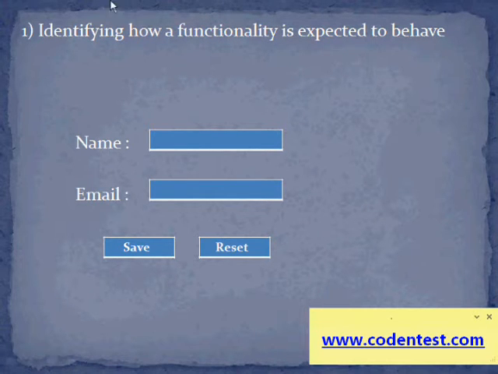And when invalid values are entered in one of the fields or both the fields and save button is clicked, a pop-up should appear asking the user to enter valid information, or the system should prompt the user to enter valid information, isn't it? That's our save button functionality. That is how it's expected to behave. We identified its behavior. So the first step is done, which was identifying how a functionality is expected to behave.